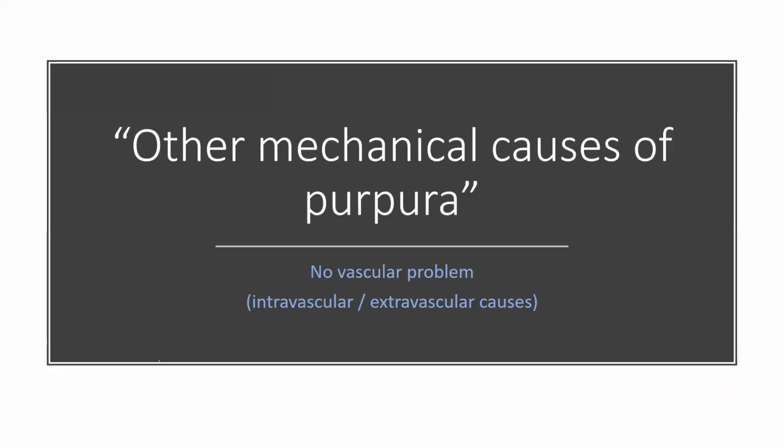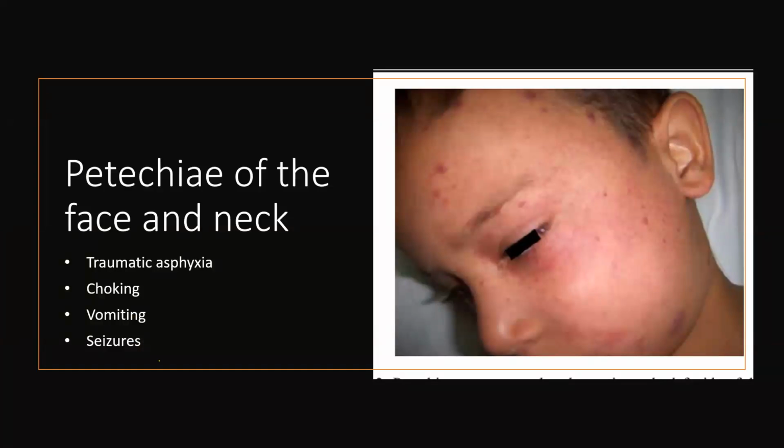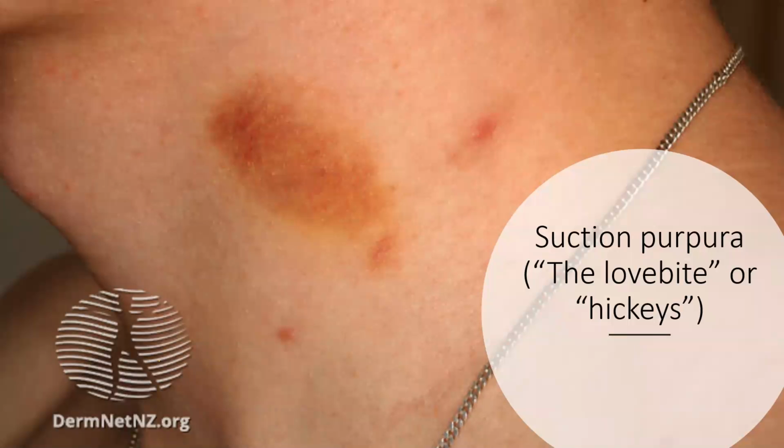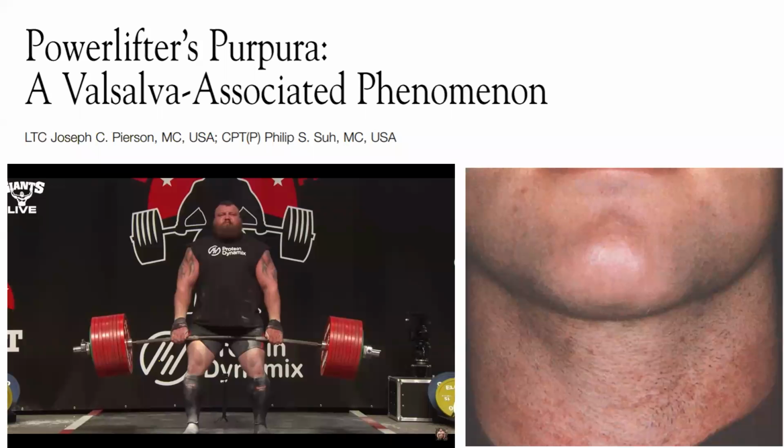And this brings me to the other mechanical causes of purpura. Here, there's no vascular problem. The problem is intra or extravascular. Now, the prototype here is perhaps suction purpura or hickeys or love bites. This is actually when you apply pressure to the skin, 200 millimeters of mercury of suction is required to cause extravasation of red cells. And this is also seen when patients present with petechiae of the face and neck to think about traumatic asphyxia, choking, vomiting, or seizures. And it has even been reported in heavy lifting.